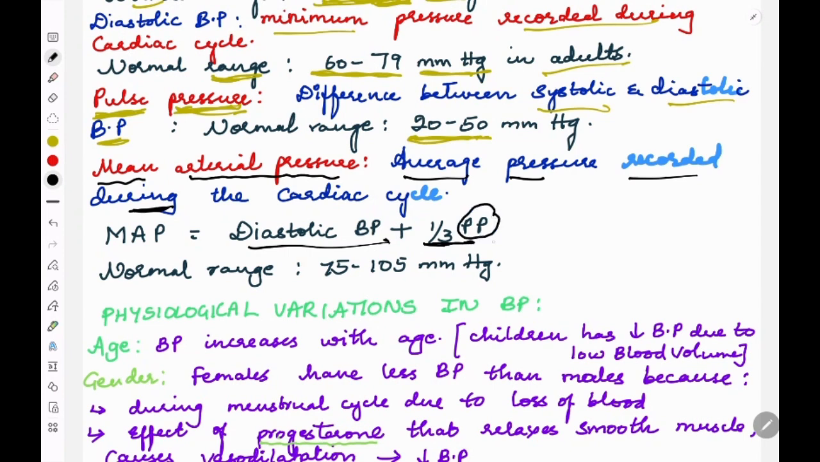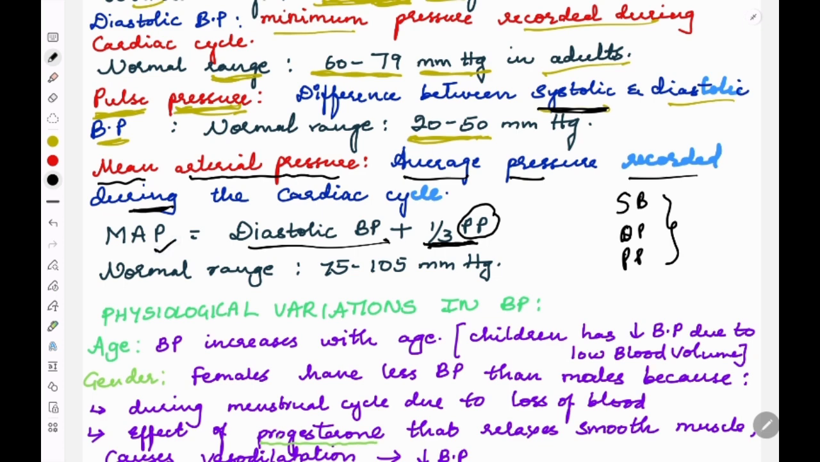That means to know the pulse pressure, you should know the systolic pressure. So in order to know the mean arterial pressure, we are supposed to know the systolic pressure, diastolic pressure, and pulse pressure. By knowing these three values, we'll come to know what the mean arterial pressure is, because diastolic pressure is needed, and to know the pulse pressure we need the difference between the systolic and the diastolic pressure, and 1/3 of pulse pressure is taken into the calculation. That is how we calculate the mean arterial pressure.